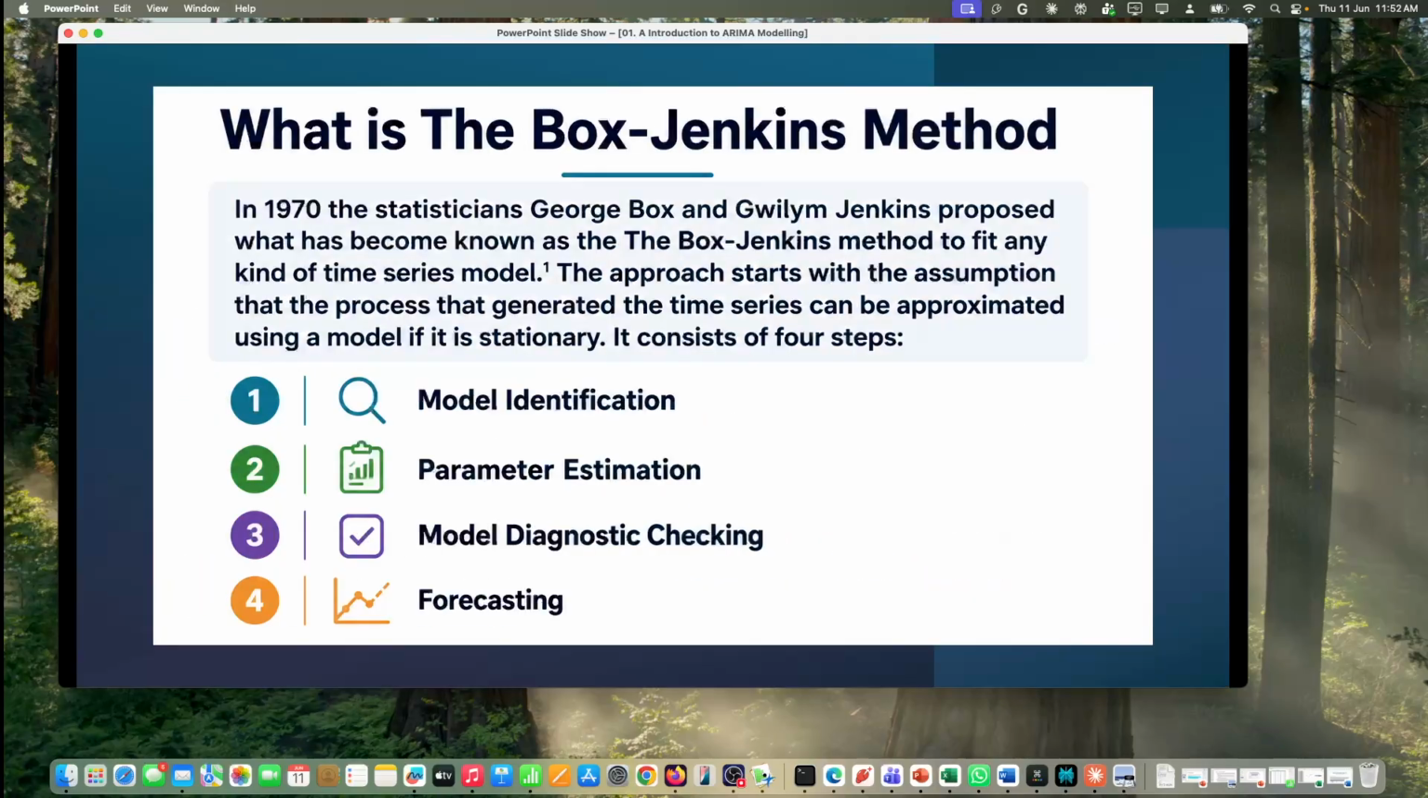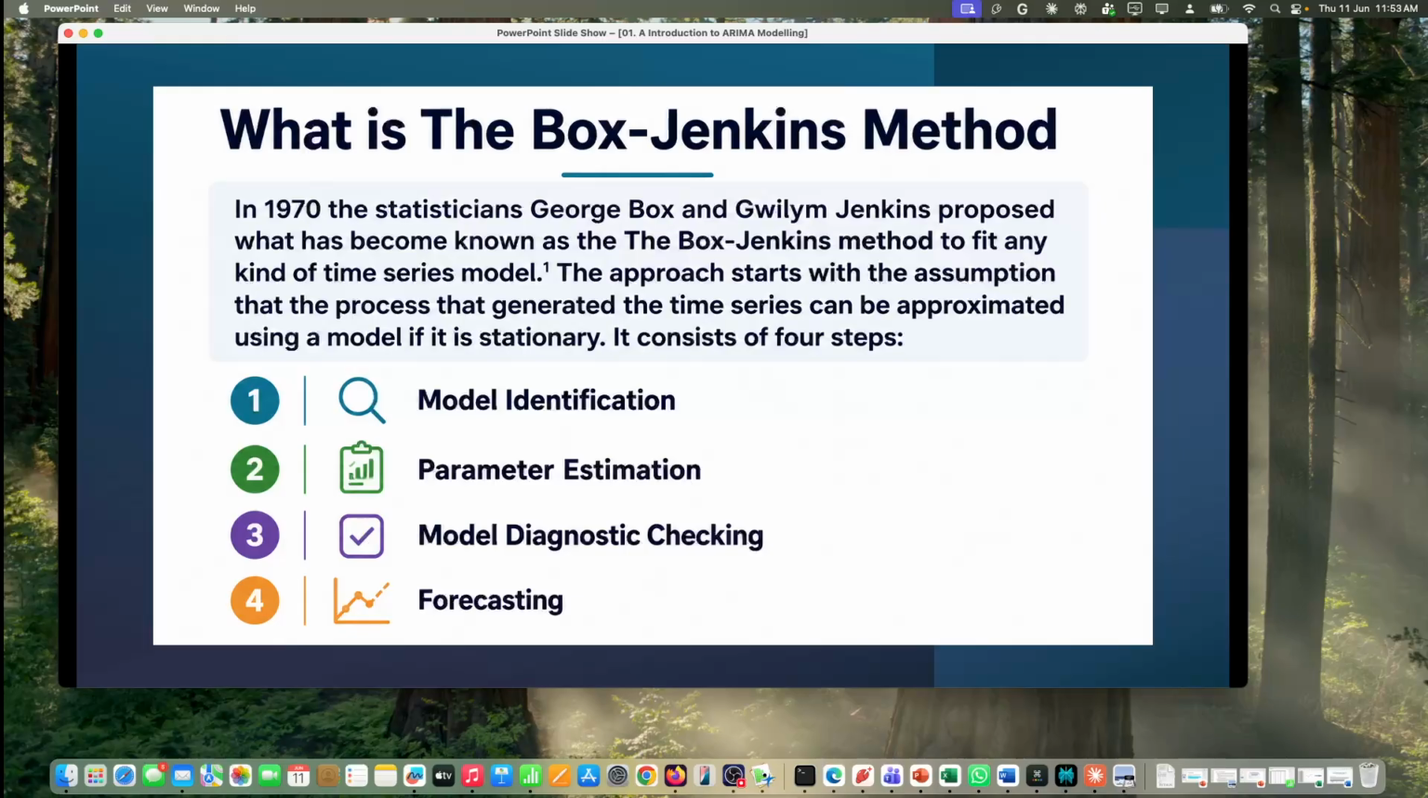Now, what is the Box-Jenkins method? In 1970, the statisticians George Box and Gwilym Jenkins proposed what has become known as the Box-Jenkins method to fit any kind of time series model. This approach starts with the assumption that the process that generated the time series can be approximated using a model only if it is stationary. So stationarity is a requirement. It consists of 4 steps.